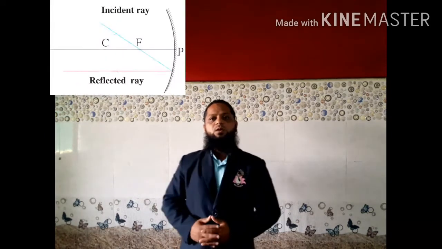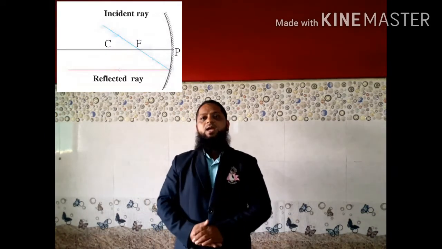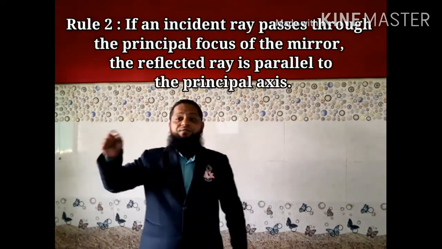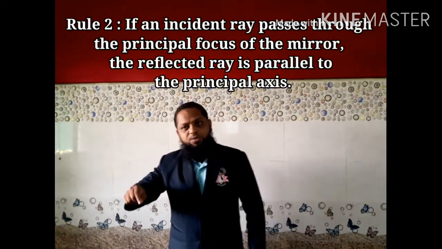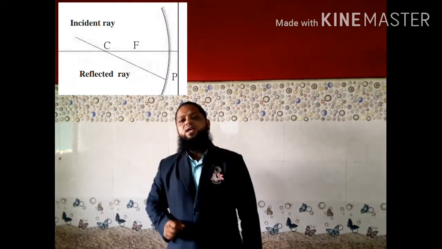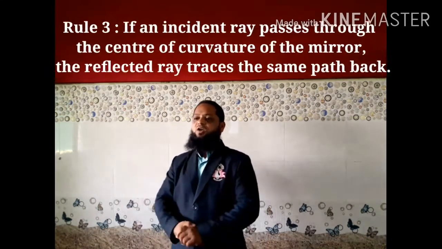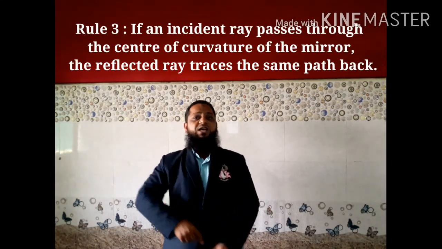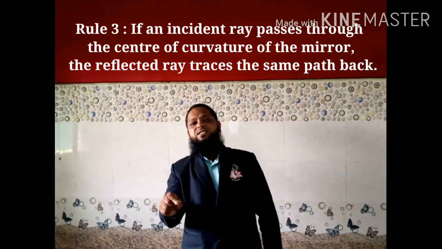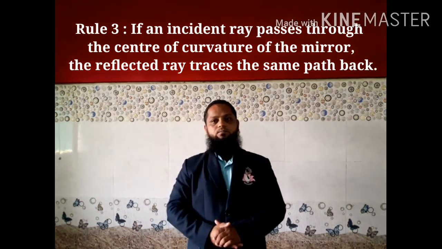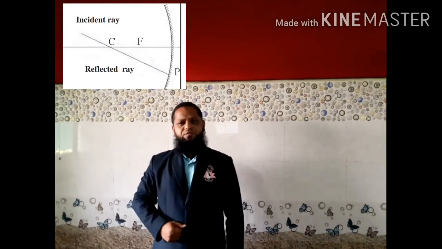Second rule, if an incident ray passes through the principal focus of the mirror, the reflected ray is parallel to the principal axis. Third rule, if an incident ray passes through the center of curvature of the mirror, the reflected ray traces the same path to come back, as shown in the figure.